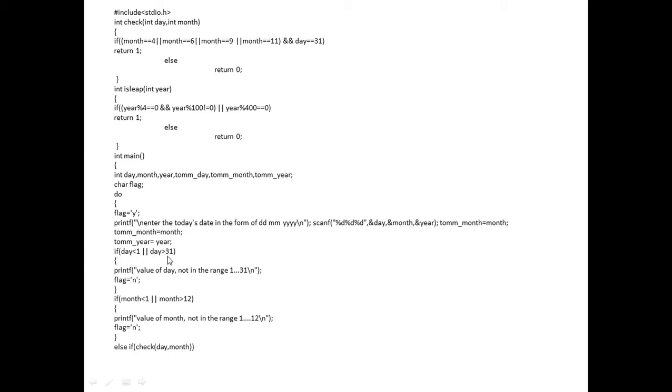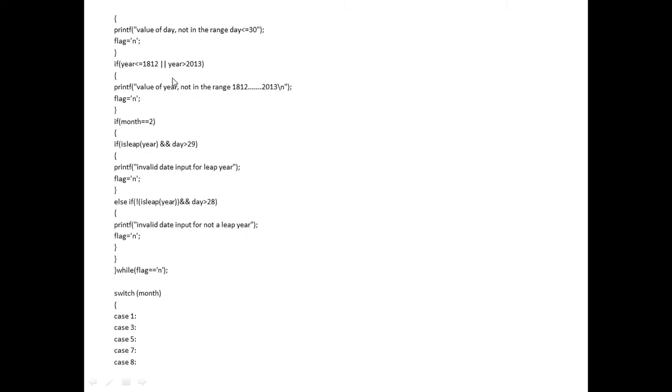Next is the condition you're giving for day, the range from 1 to 31, and next for month it is 1 to 12, and similarly for year you're considering 1812 to 2013. So this is the boundary you're giving for day, month, and year.